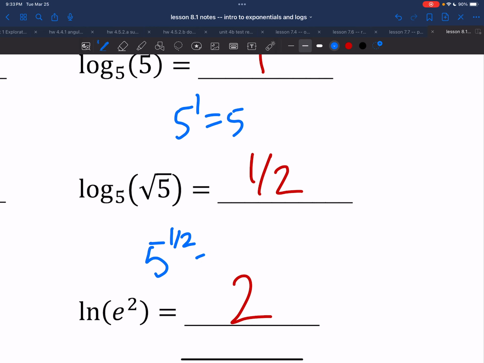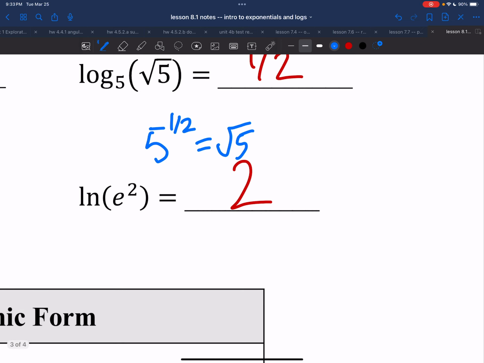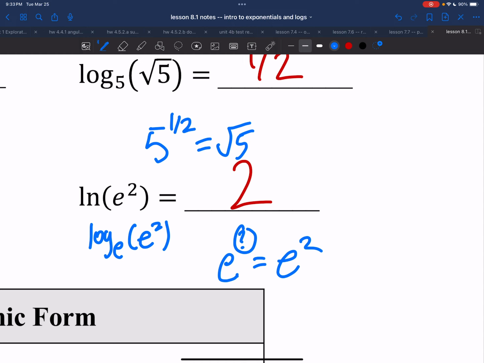5 to the half is square root 5. And this last one's fun, because natural log is log base e of e squared. So this is asking the question, the base is e, what power do you put on e to get e squared? Well, the power would be 2, because that's the power, e squared.